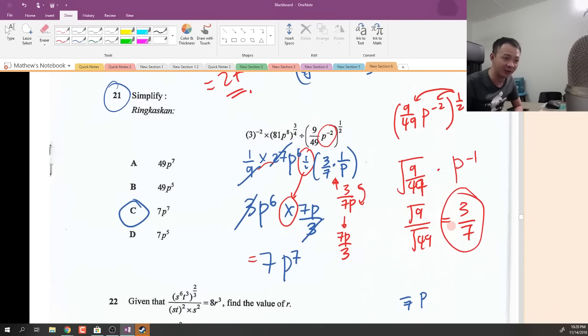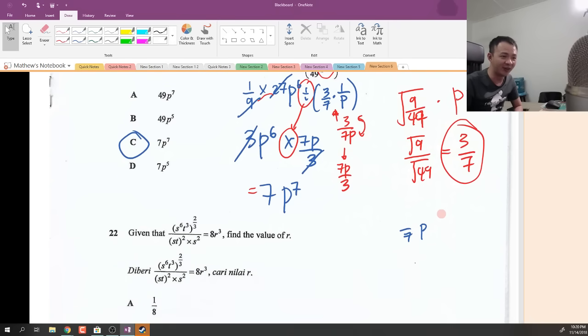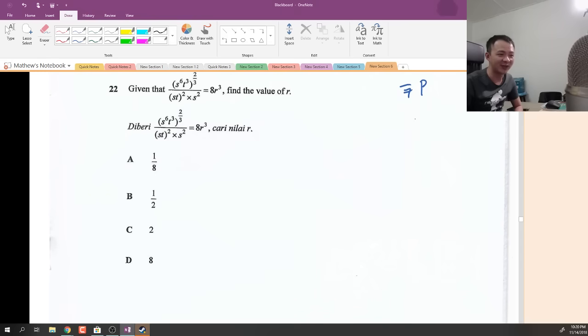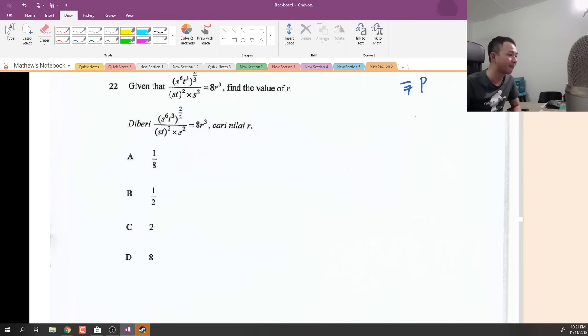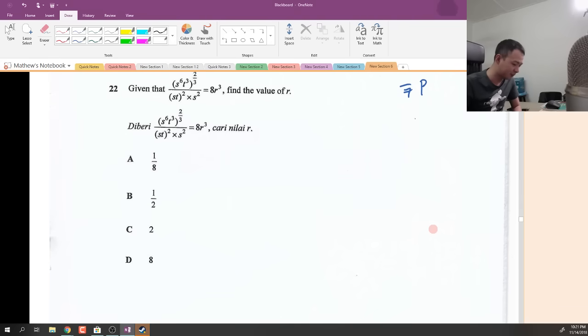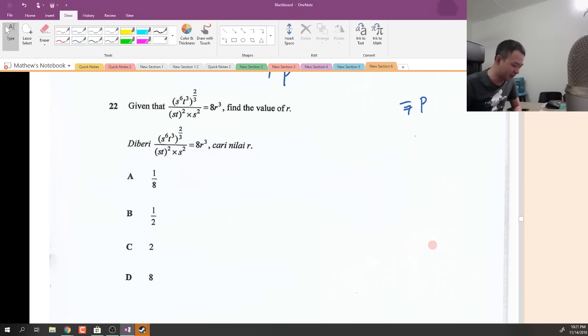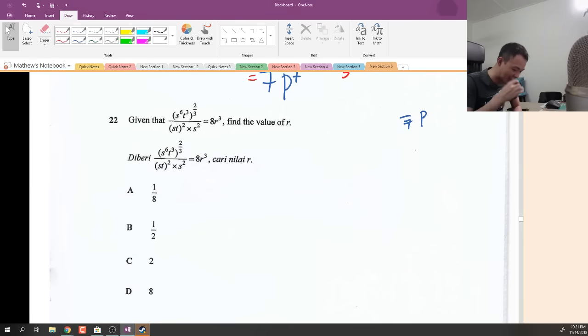Alright, so I'm going to move on to the next one. For this question, they ask you to find R. This question is a bit tricky.